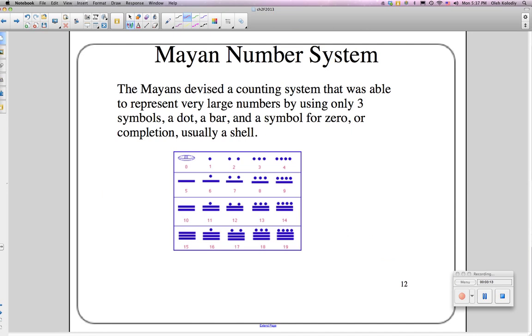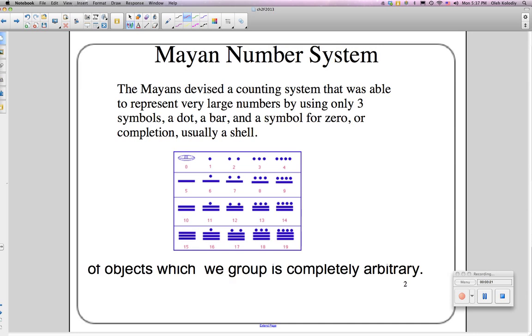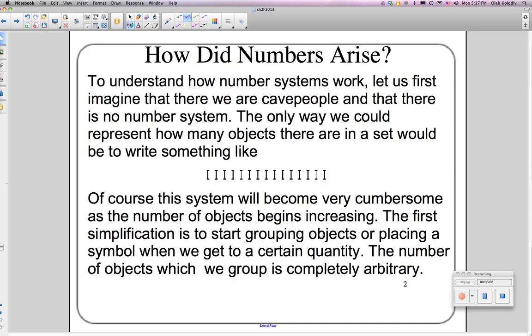Other symbols in history: this is the Mayan number system, using only 3 symbols, a dot, a bar, and then a symbol for 0. And here are some sample numbers written in that system.